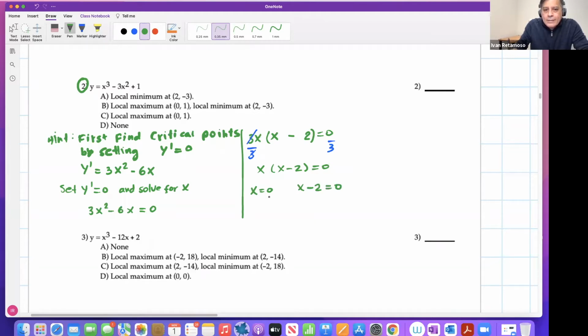So here I have a critical point, right? But here I have another critical point. So x equal to 0 and 2 are the critical points, right? The critical points.